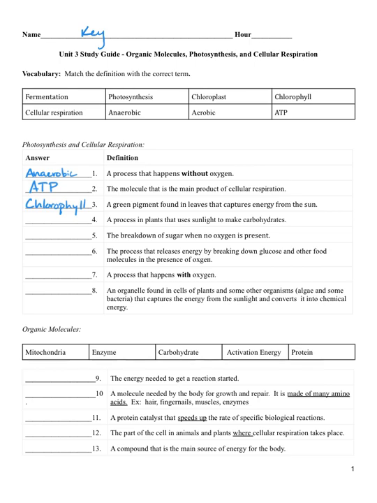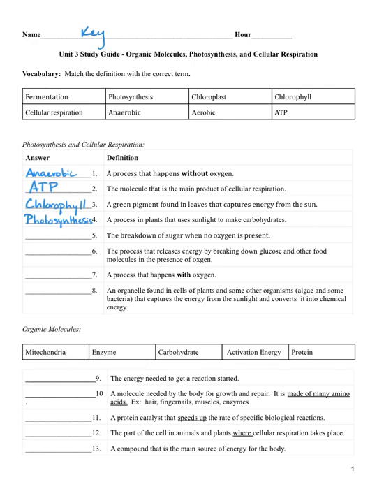Number 4 says a process in plants that uses sunlight to make carbohydrates. So when plants use sunlight to make carbohydrates, that's called photosynthesis. So if you remember, the reactants for photosynthesis are carbon dioxide and water. And then the products are glucose and oxygen gas.